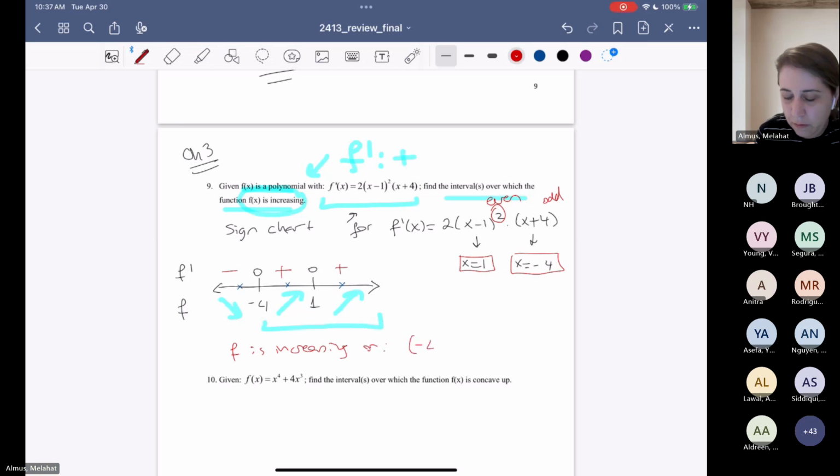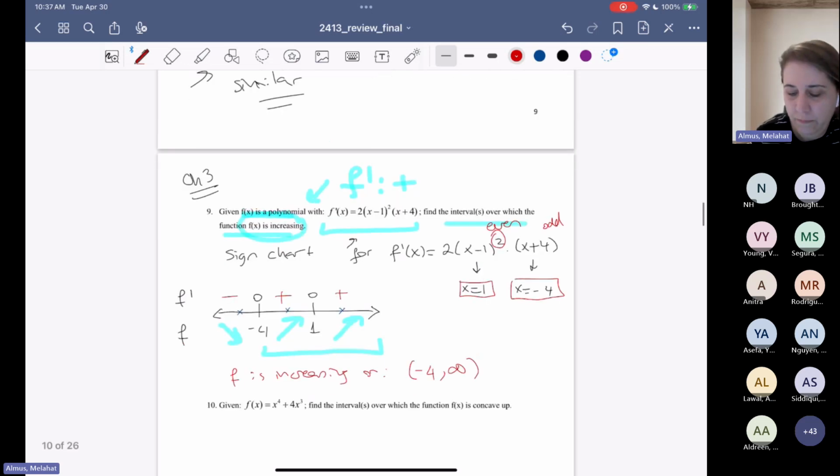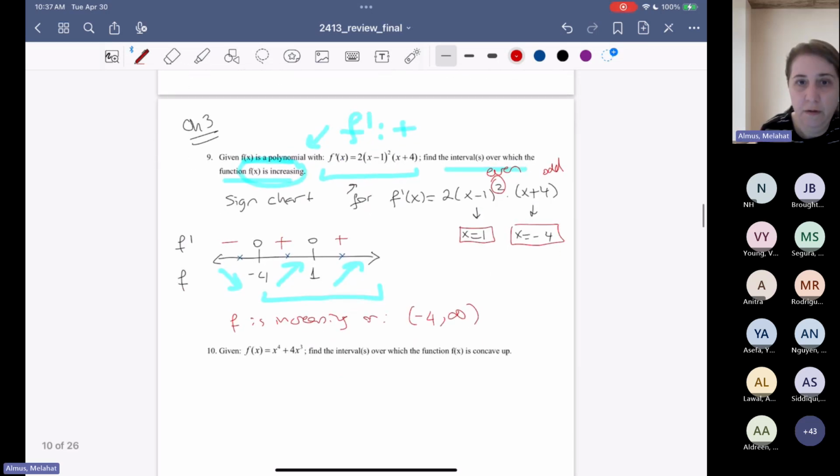-4 to infinity. Because at 1, there is a pause, but considering the function is a polynomial, it's defined at 1. You just combine adjacent intervals. If the question said, when is f decreasing, you would just say -infinity to -4. And you can see similar problems in our review for test 2. There were many problems there covering different cases.